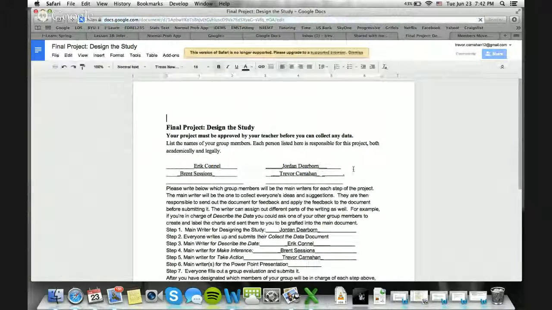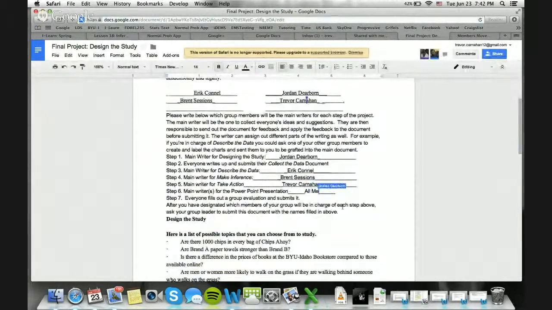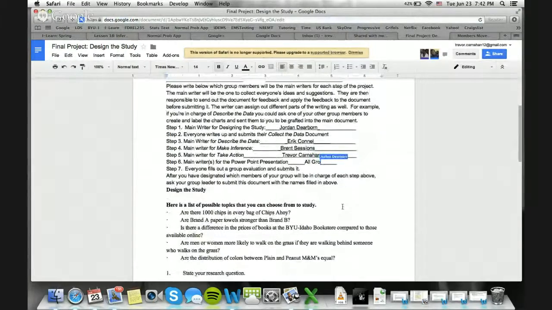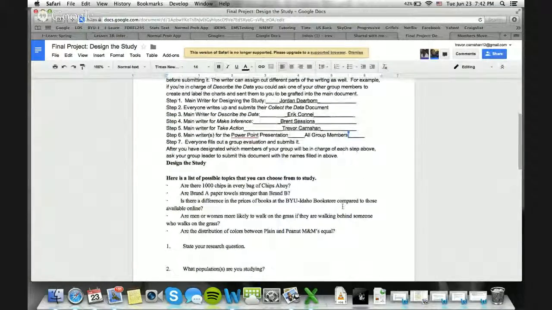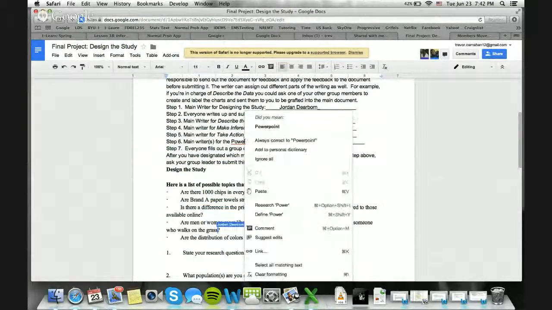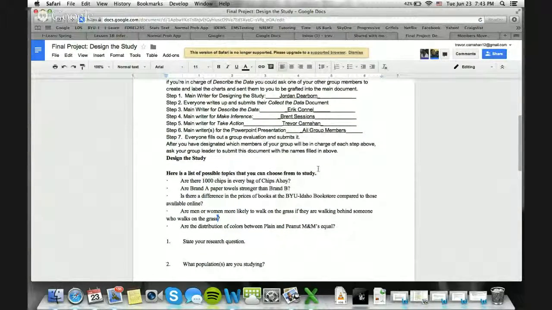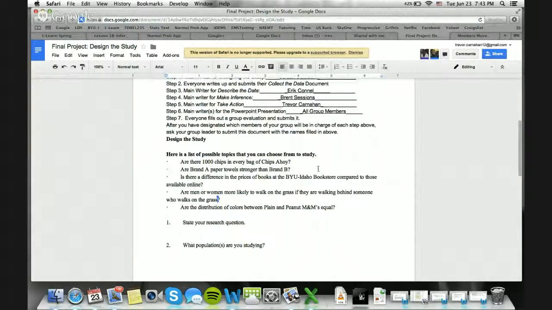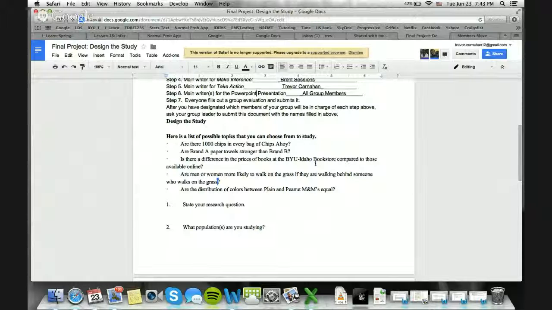And then I think for the PowerPoint, we should all be part of that, right? Sure. All group. Because then with the PowerPoint, each one can write like 1 or 2 slides. I don't know how many there's supposed to be. If you have designated which members of your group will be in charge of each step above, ask your group leader to submit this document with the names filled in above.